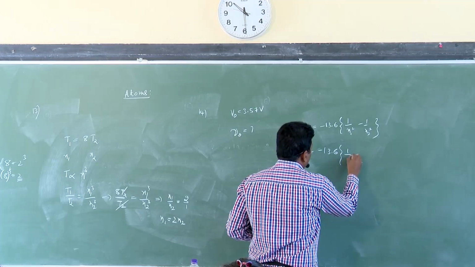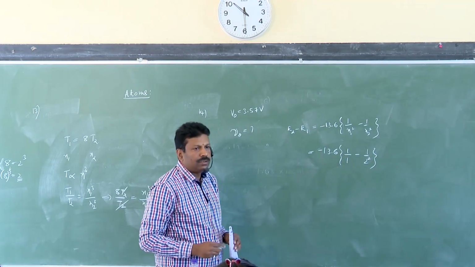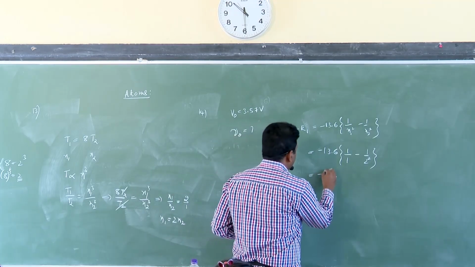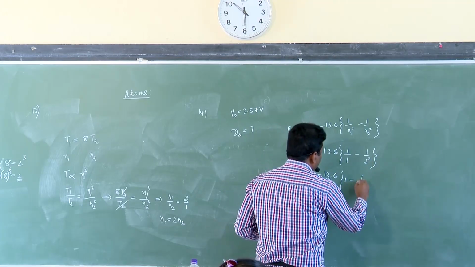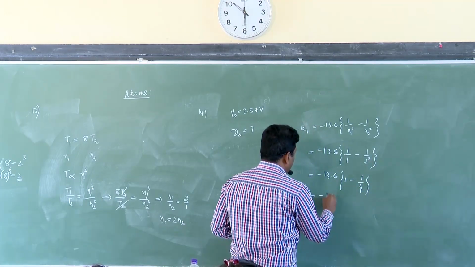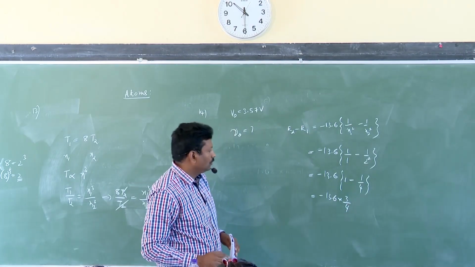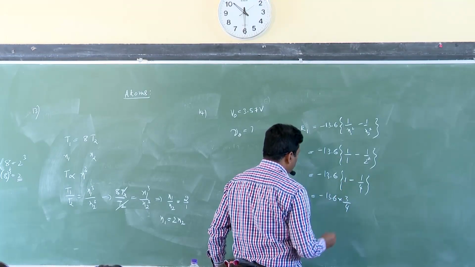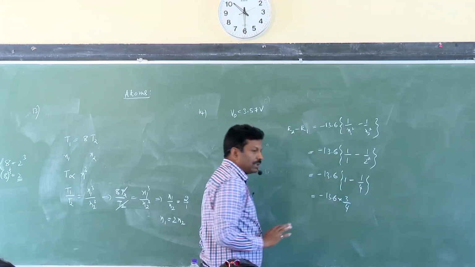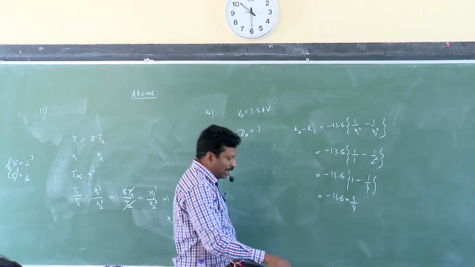First state is 1, second state is 2 square. Correct? It's minus 13.6, 1 by 4, which is minus 13.6 into 3 by 4. So minus 3 by 4.